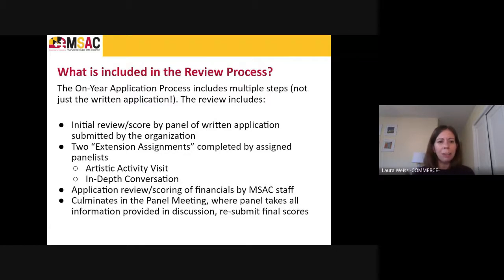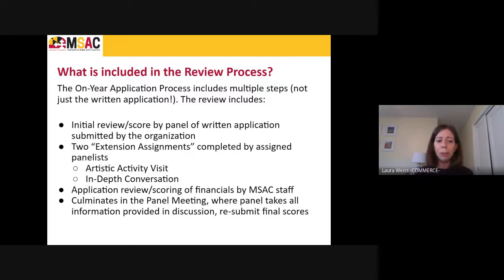So the review process includes an initial review and score by the panel of your written application, which is submitted by the organization by November the 15th. There are also 2 what we call extension assignments. You'll hear those terms a couple times throughout this. 2 extension assignments that are completed by assigned panelists. One of those extension assignments is the artistic activity visit, and one is the in-depth conversation. And we'll go into details about what that means in just a moment.